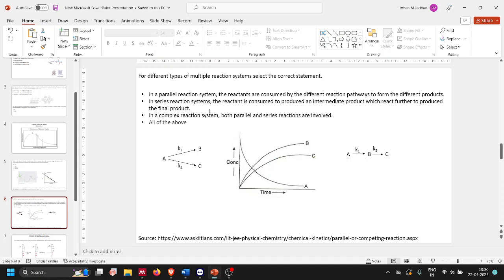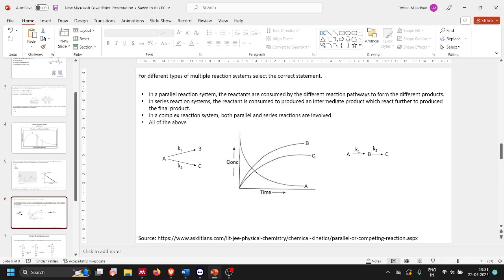Next, we have in series reaction systems, the reactant is consumed to produce an intermediate product which reacts further to produce the final product. So you can see that in a series reaction system right here, A giving B giving C, there are two rate constants defined. So A is first transforming to B, that is nothing but your intermediate product. This is the middle step. So that's why it is forming an intermediate product. So that reaction rate constant is defined as K1. And then this intermediate product might react further with a rate constant of K2 to give the final product C. So this statement is also true.